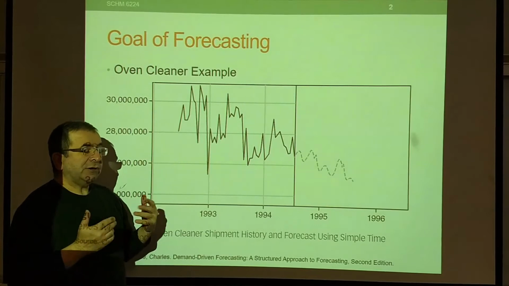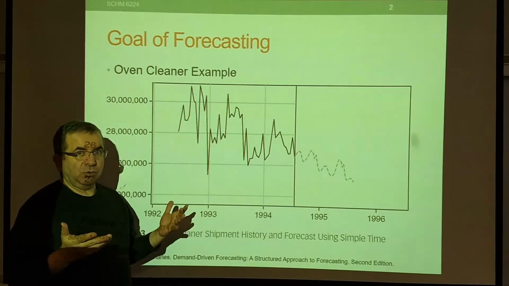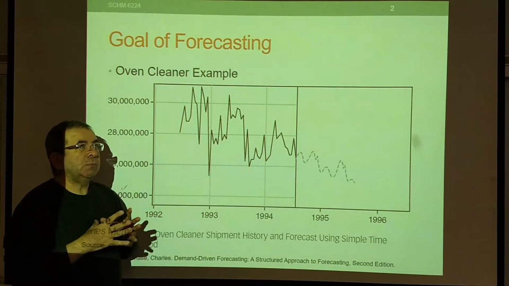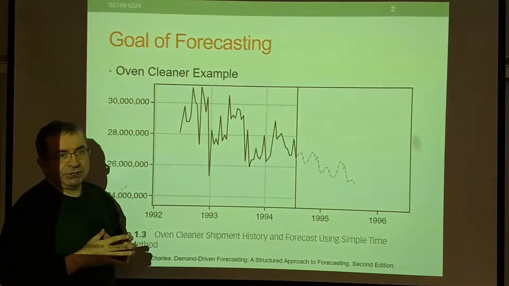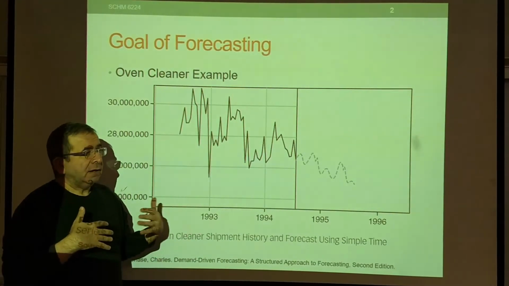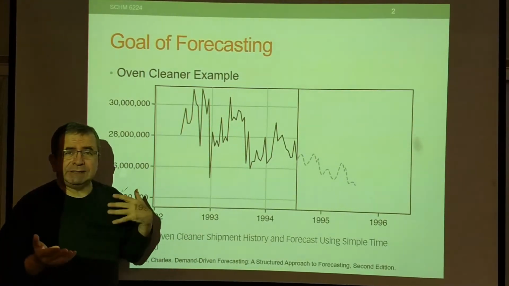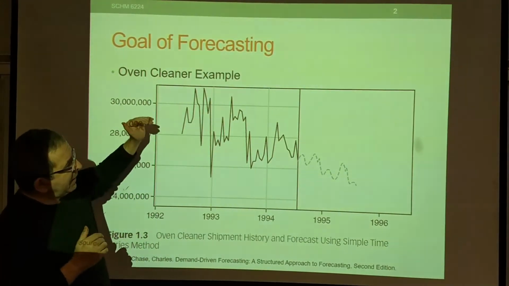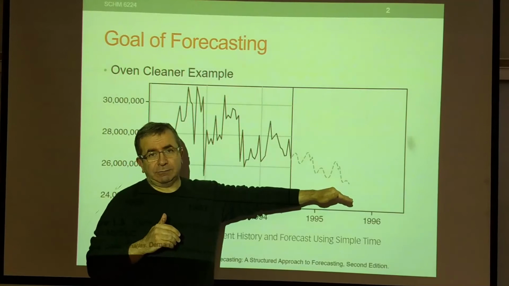But then they started asking, why is there a downward trend? Okay, why are people buying fewer oven cleaners? Do our competitors have a better product? Or is this going out of style? Is it an environmental concern? So they started thinking about why this product is going down.